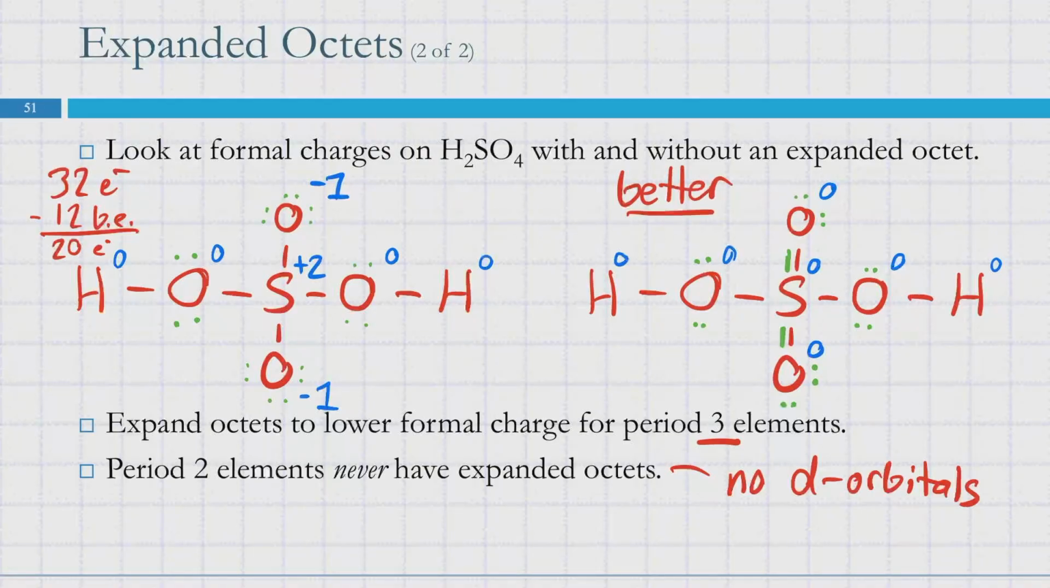So H2SO4 with those double bonds is better from a formal charges perspective. And that's only possible because we can use an expanded octet. Questions?